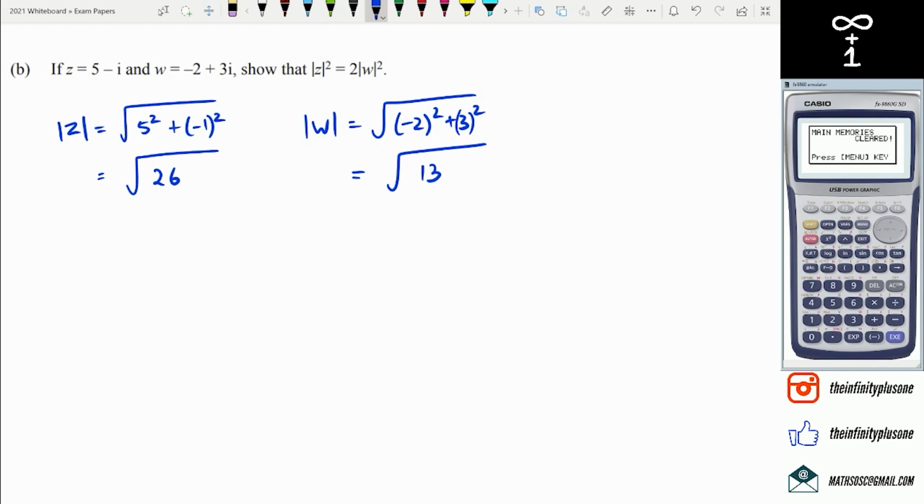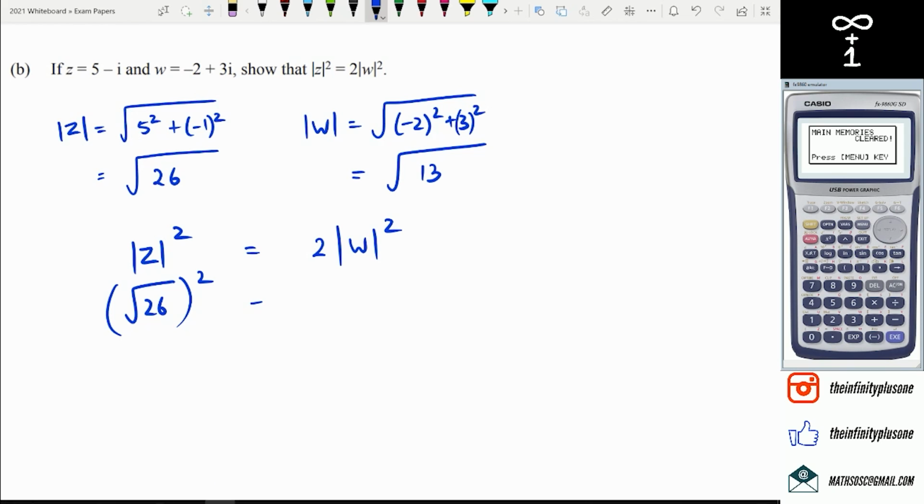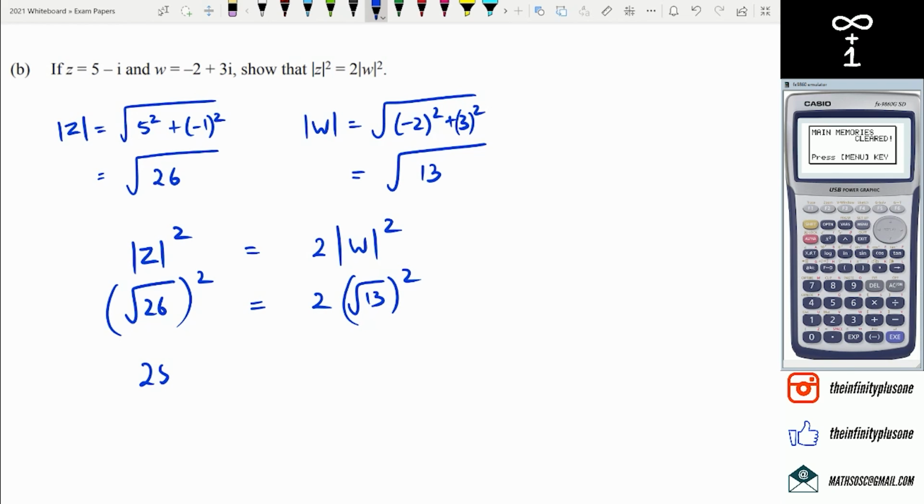So as you guys can see, modulus of z squared is going to be the square root of 26 squared, which equals 2w squared, which is going to be 2 times the square root of 13 squared. And you can straight away see that this is going to work out real nicely. 26 is equal to 2 times 13. Yeah, so that's pretty much it. You don't really need to do much apart from just show that both of these things equal each other. So 26 equal to 26, you're done. Ends up with an achieved for this question.